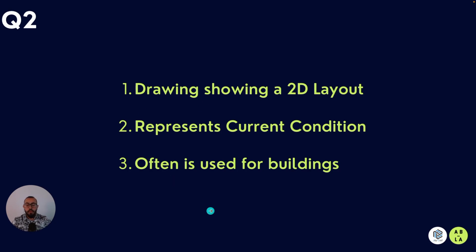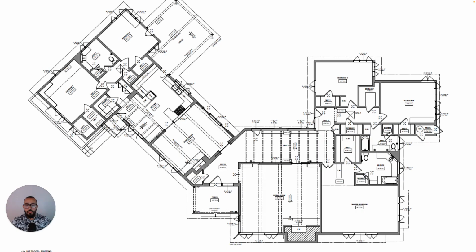Those are 3 key things about as-built drawings: it's almost always showing a 2D layout to present current condition, and number 3, it's often used for buildings. Now I have more examples for you. The example earlier for the garage was for just a simple building. Now this is a much bigger residential building, and here you will see the different rooms that make up the space. And also, like I mentioned earlier, you will see information relating to walls, doors, and windows at the very basic.